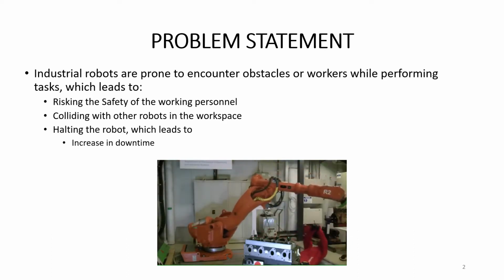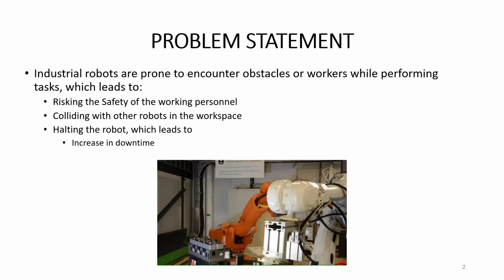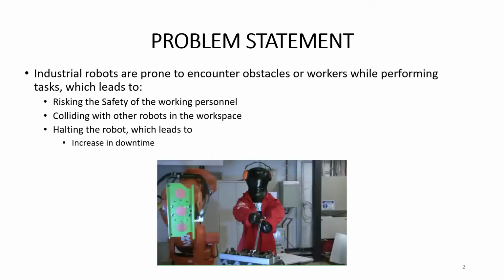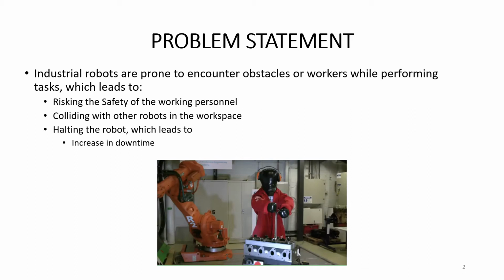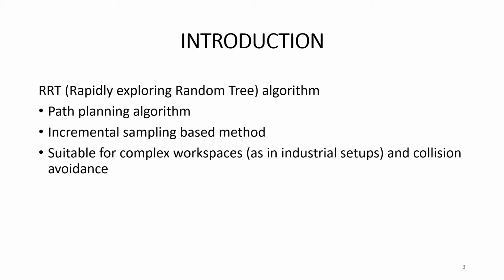Here's an instance of encountering a collision in a real-time industrial setup. The rapidly exploring random tree, or RRT, is an incremental sampling-based path planning algorithm suitable for complex workspaces like the ones in industrial setups and for preventing collisions.